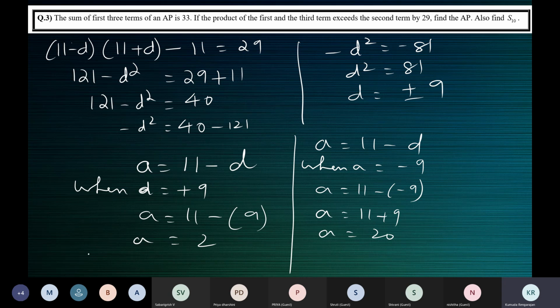When the first term is 2, the common difference is 9. So 2, plus 9 is 11, 11 plus 9 is 20. And when the first term is 20, the common difference is minus 9, so it will be 11 and 2. So in either case, the numbers are the same: 2, 11, 20, and 20, 11, 2. So we found the AP. The AP is 2, 11, 20, increasing like that, or 20, 11, 2, decreasing like that.